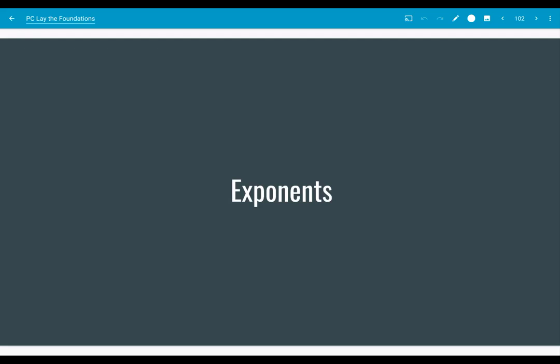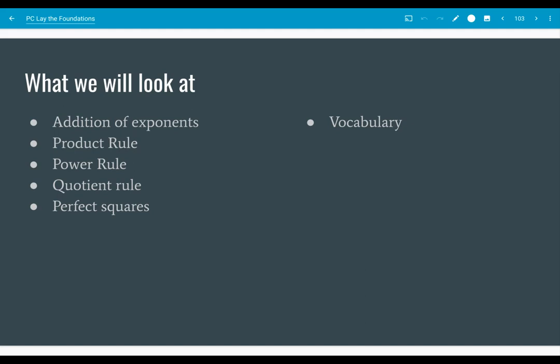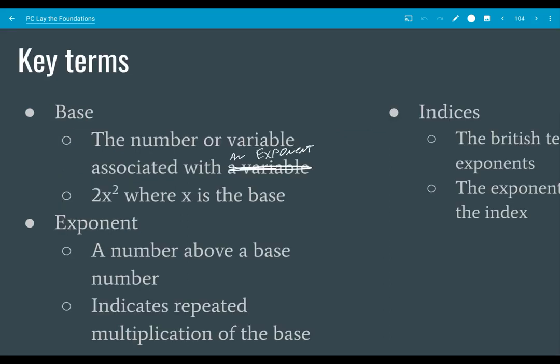In this video, we're going to talk about exponents. Specifically, we're going to talk about the properties. So when we add exponents, multiply, divide, what happens when you have an exponent raised to a power, perfect squares, and talk about some vocabulary. So to start with, we're going to look at some key terms.